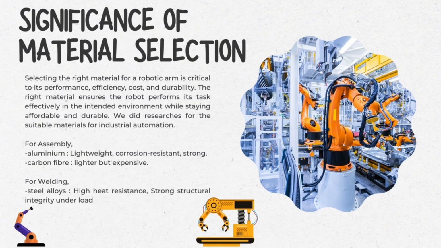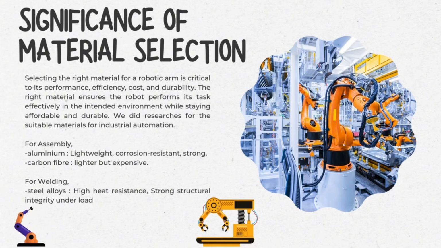Next, for significance of material selection, selecting the right material for a robotic arm is critical to its performance, efficiency, cost, and durability. The right material ensures the robot performs its task effectively in the intended environment while staying affordable and durable. We did research for the suitable materials for industrial automation.